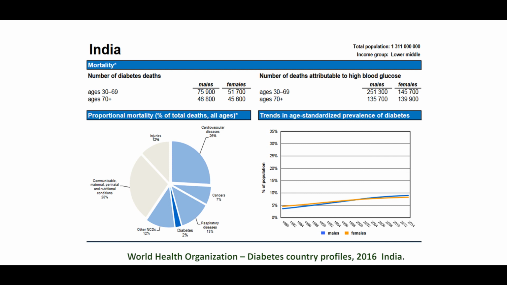It's quite significant. In the age of 30 to 60, the mortality is around 75,900 in the males and 51,000 in the females, and the incidence of mortality is increasing gradually. In India, diabetes-related mortality is increasing, and the majority of that is related to type 2 diabetes. This is also very interesting. Type 2 diabetes is supposed to have a better prognosis, comparatively better managed, whereas type 1 is comparatively difficult to manage. So we will have to consider all those issues.